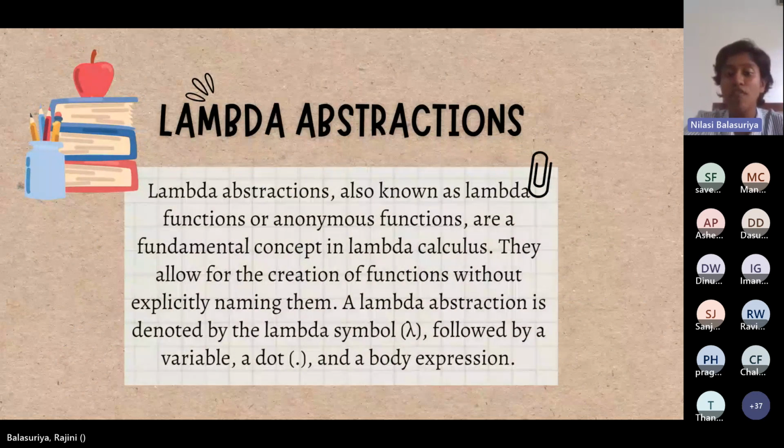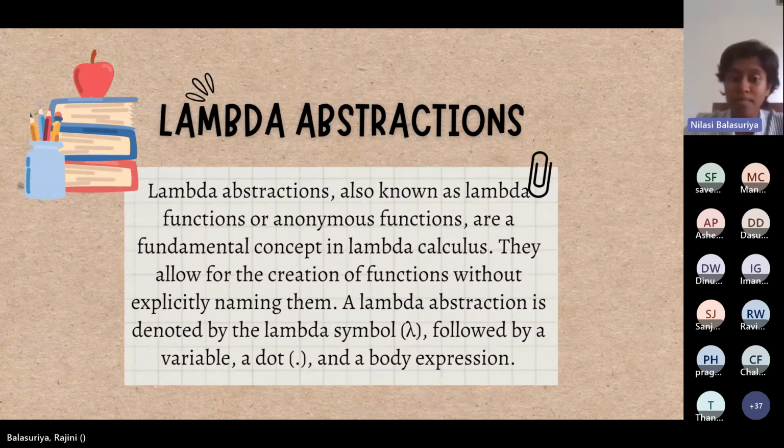This is the process of creating an anonymous function by binding a variable with the lambda expression. This is denoted by the lambda symbol followed by a variable, a period, and the expression representing the function body.